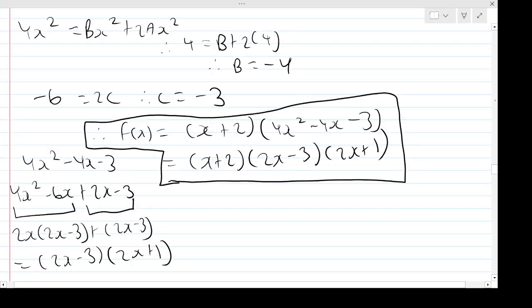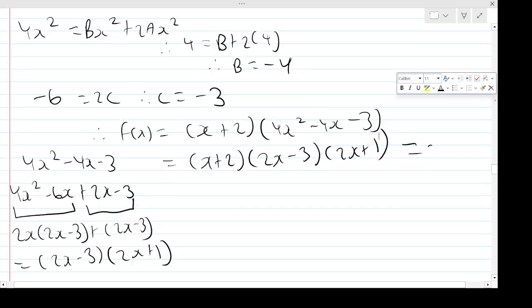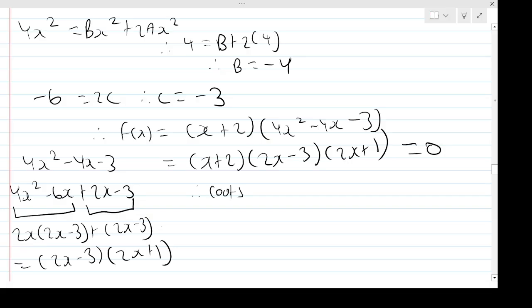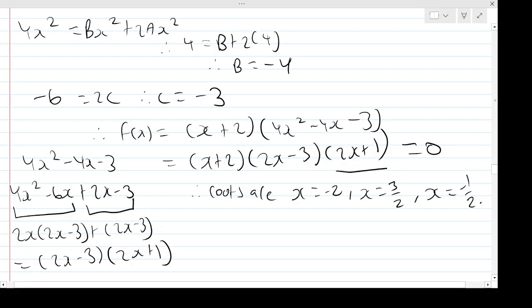So if we're solving f of x equal to 0, again that's each factor equal to 0. Therefore, the roots are x is minus 2 if you set the first bracket to 0, or 2x minus 3 is 0, so that means 2x is 3, x is 3 over 2. And the other one is when 2x plus 1 is 0, x will be minus a half. There we are. Cool. And that's part C.